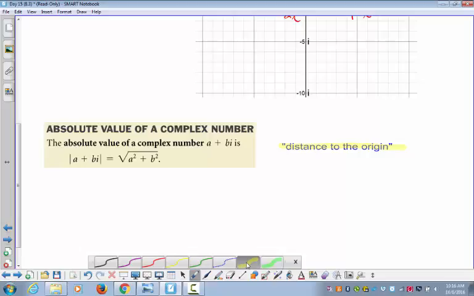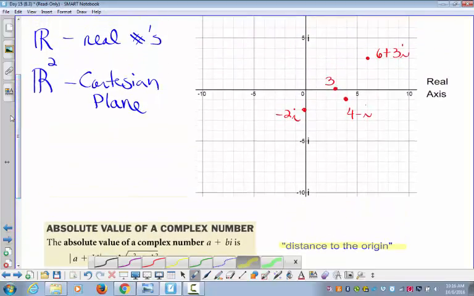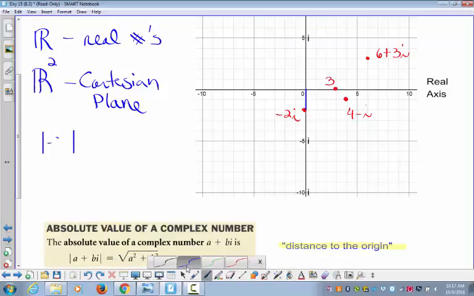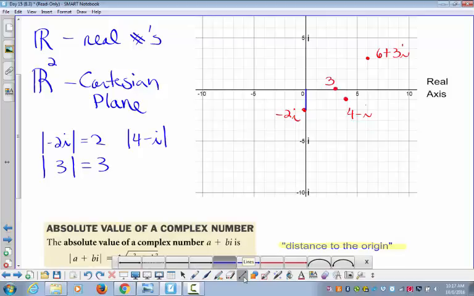And when we find distance to the origin, we're just thinking Pythagorean theorem. We're thinking of radial distance the way we've been doing all semester. So what about that number right there? What would be the magnitude of minus 2i? How far from the origin is that? 2. Magnitude of 3. How far from the origin is that? 3. Magnitude of 4 minus i. How far from the origin is that right there?